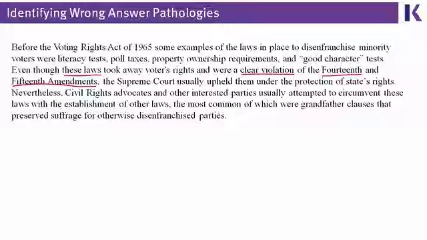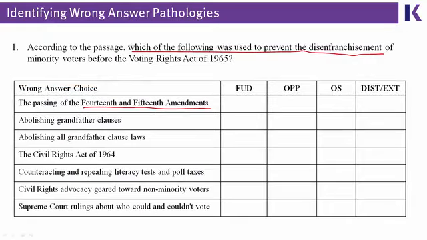However, this detail of the amendments is not a way that the civil rights advocates tried to help disenfranchised parties. The 14th and 15th amendments were in place long before, and so they were more of a baseline situation than something that was incorporated later to try and help them. We call that kind of answer choice a FUD, or faulty use of detail. And it's revealed there in those 3 words, faulty use of detail. That it is a detail that appears in the passage, 14th and 15th amendments, but it's used in a faulty way or a wrong way by the answer choice.